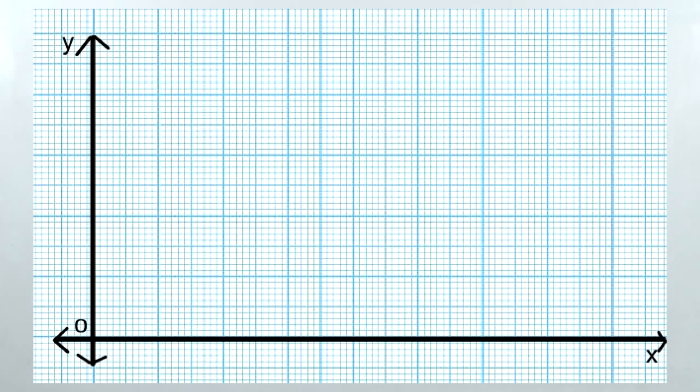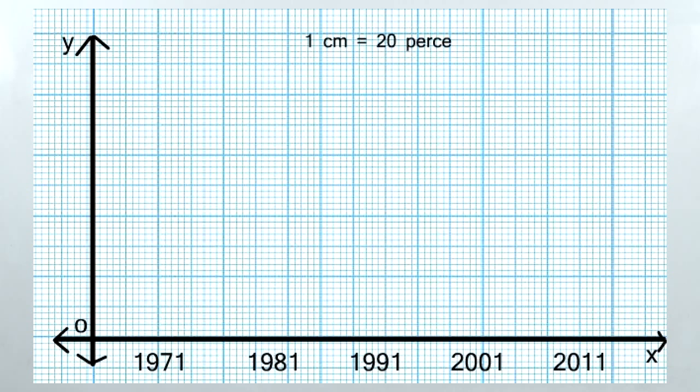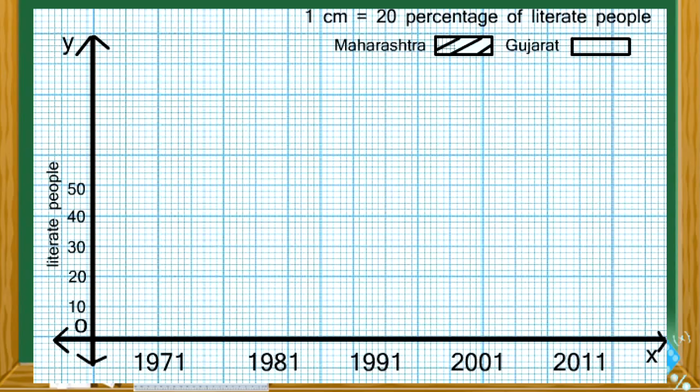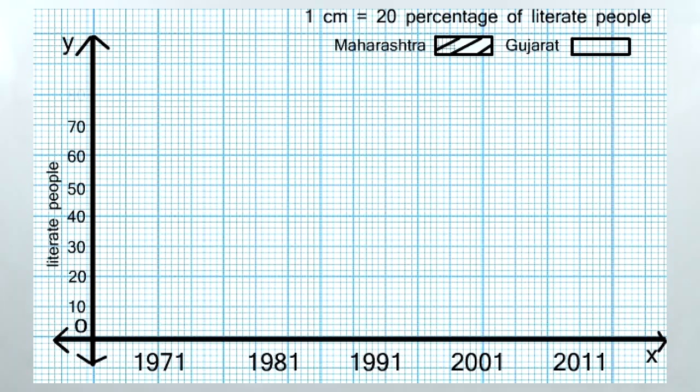On x-axis, we will represent the years 1971, 1981, 1991, 2001, 2011. Now we have to represent the number of literate people on y-axis with the scale 1 centimeter is equal to 10 literate people. So now, first 1971, Maharashtra 46, Gujarat 40.